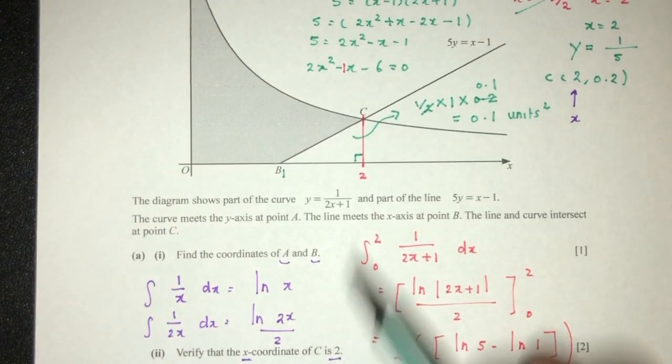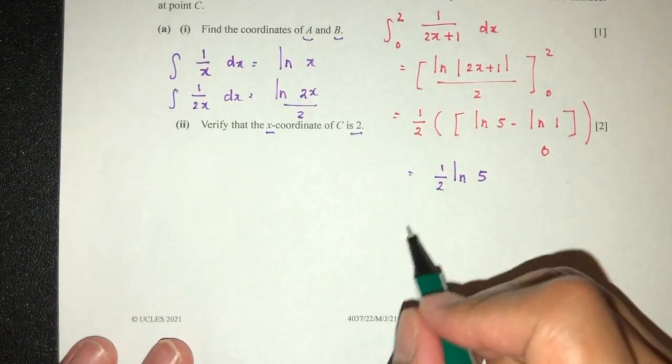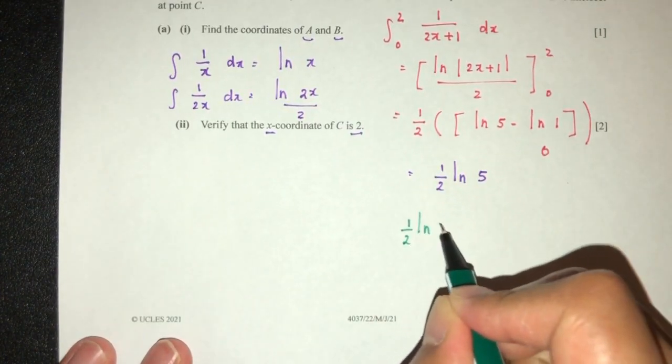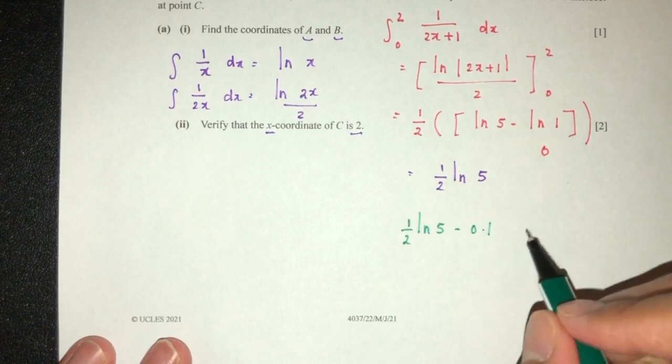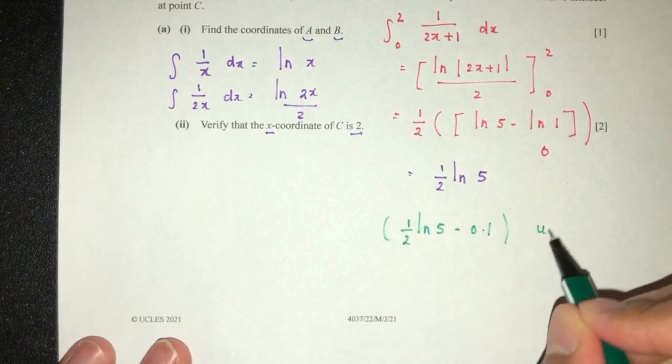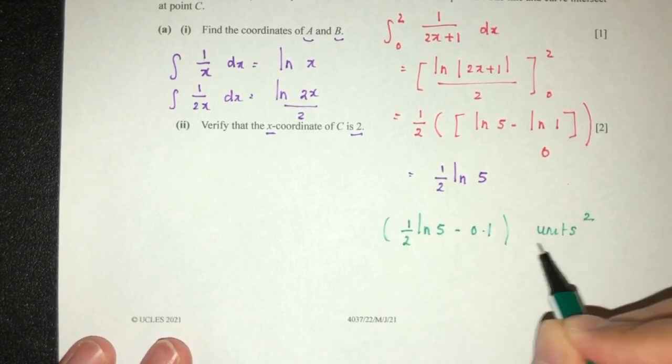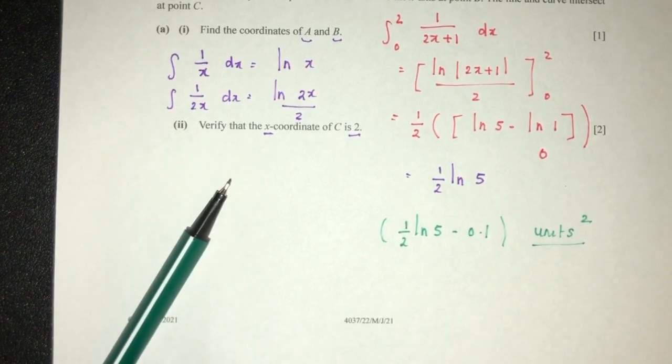Now obviously we have to minus the area of a triangle. So you will have half ln of 5 minus 0.1 for the exact value of the area. Units square for the area. That is question number 12.